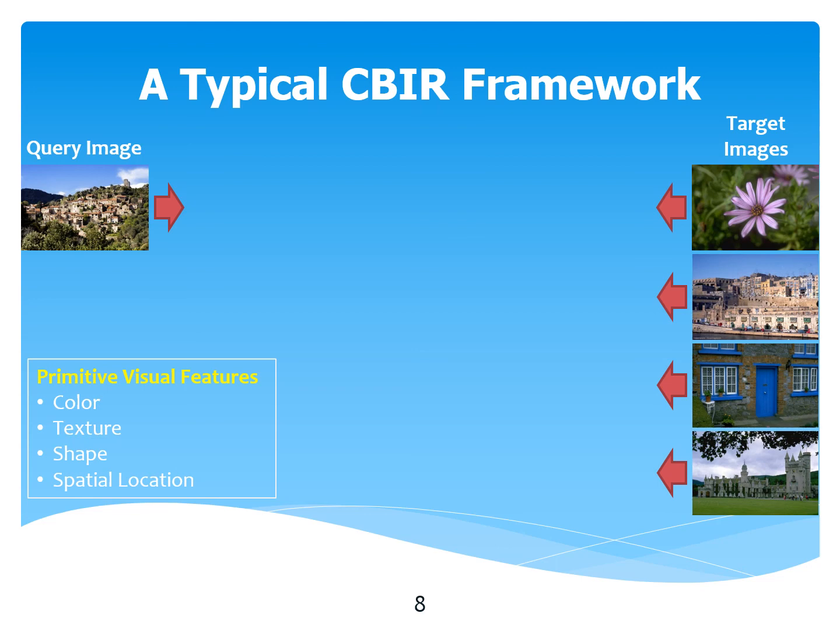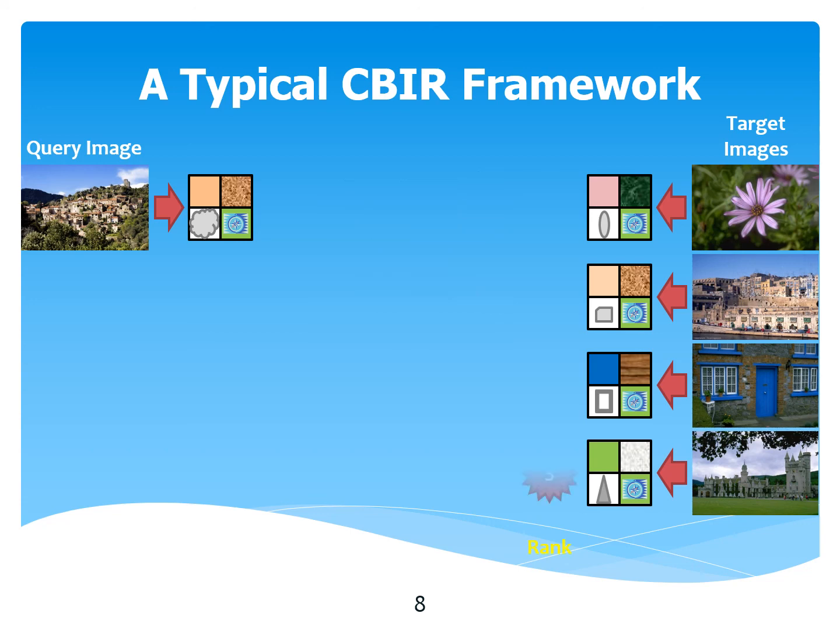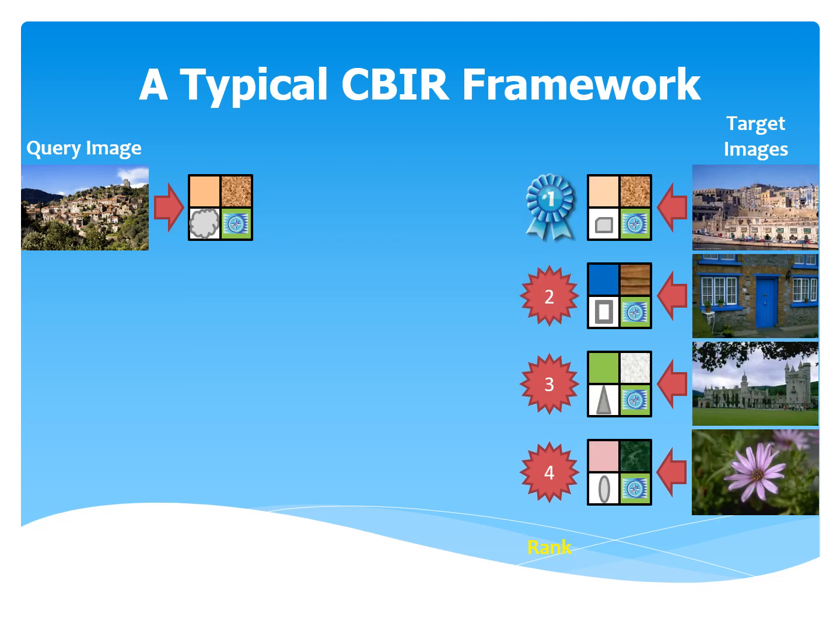Second, the distance is measured between the query image and each target image. Then the target images are ranked in increasing order of their distances to the query image. The ranked image list is returned to the users.